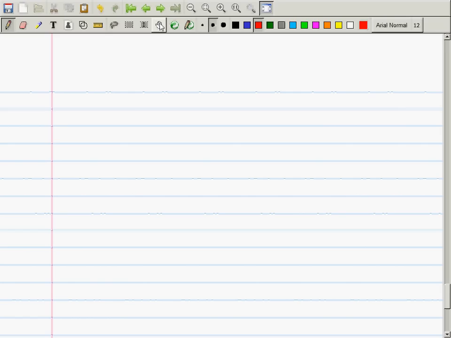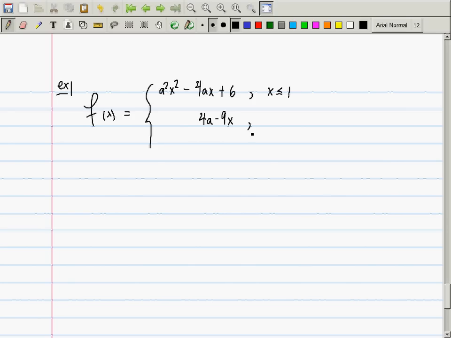Okay, so here's a good question. On the quiz, I gave you this question. I said, okay, f of x is the following piecewise defined function: a squared x squared minus 4ax plus 6 when x is less than or equal to 1, and it is 4a minus 9x when x is greater than 1.